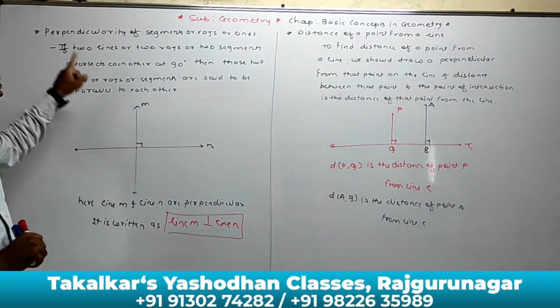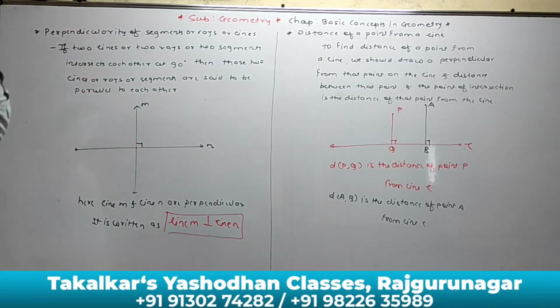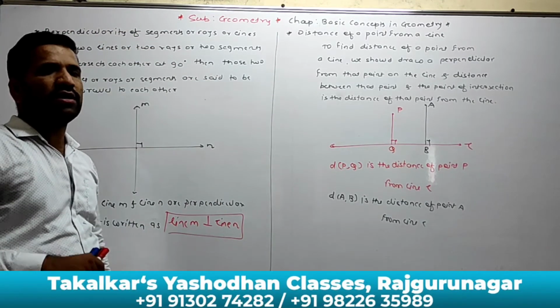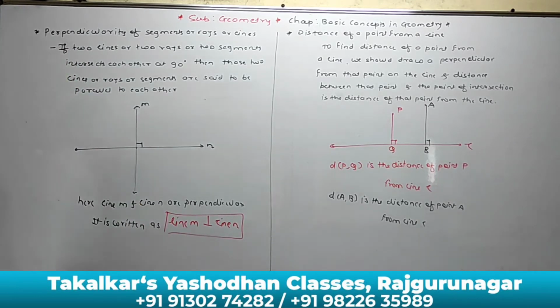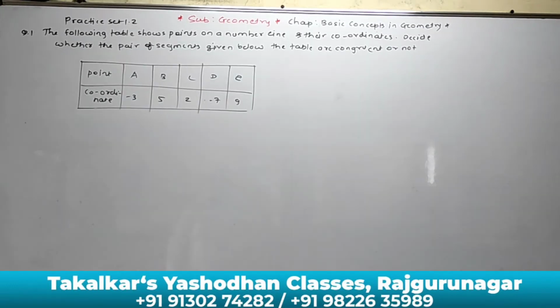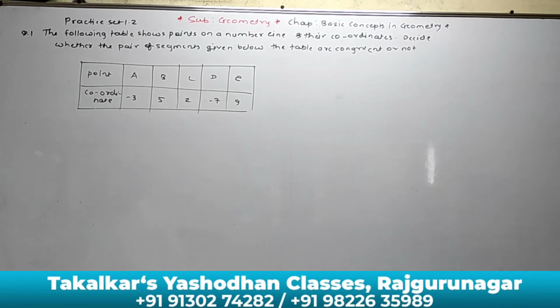This is about the perpendicular to the segments and this is about the distance of a point from a line. Is it clear? So these two concepts are very important. So now we are going to solve the practice set 1.2. ठीक है? Okay, let's look at the board.